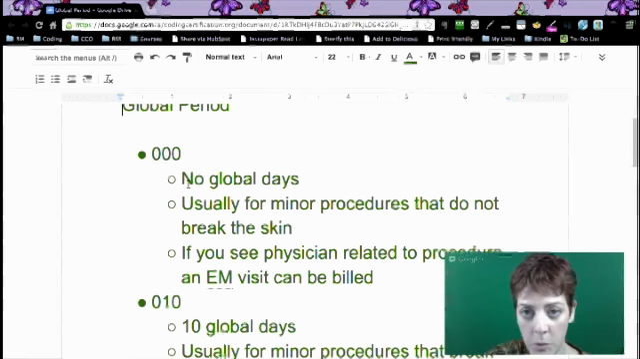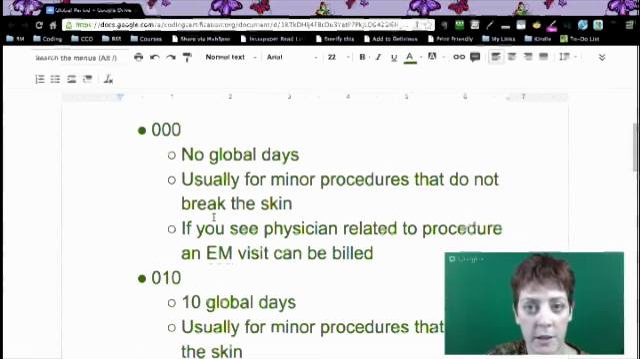000 means there's no global days. And these are usually for your minor procedures that don't break the skin. Maybe they're just shaving off a mole that's on the surface of the skin. So if you did come back for a follow-up to that procedure, the physician would be okay to bill an E&M code. There's no future visits that are bundled into the procedure code. Okay?